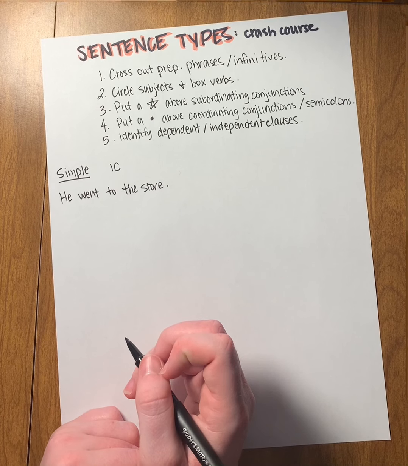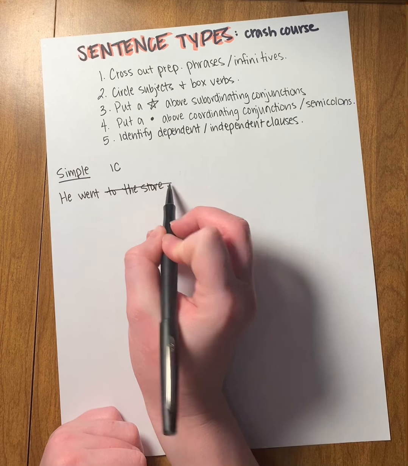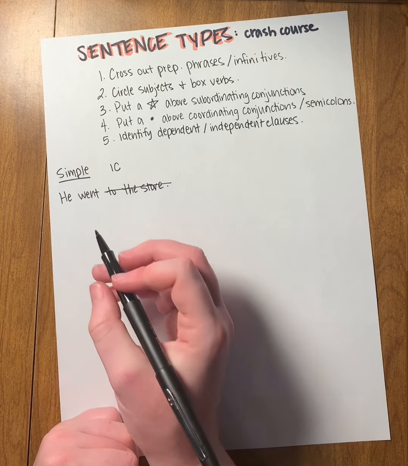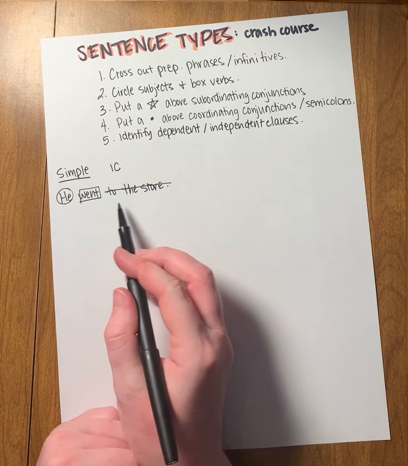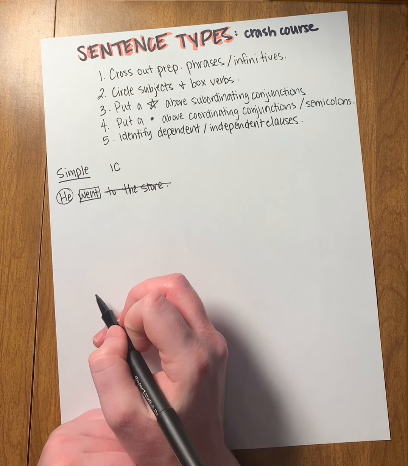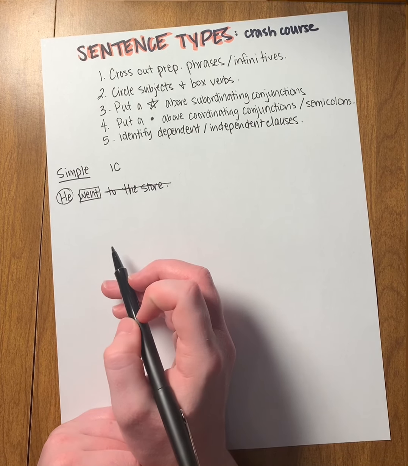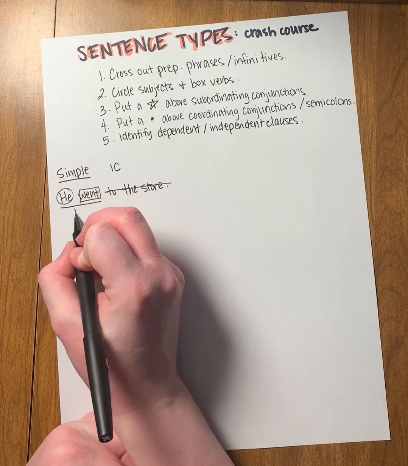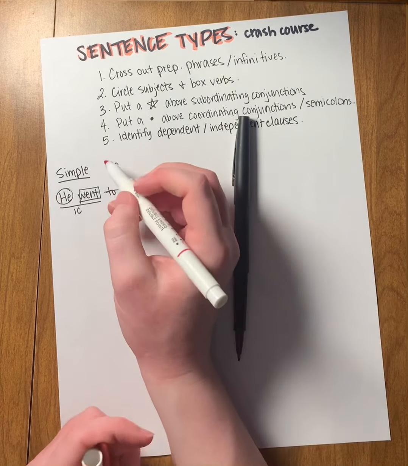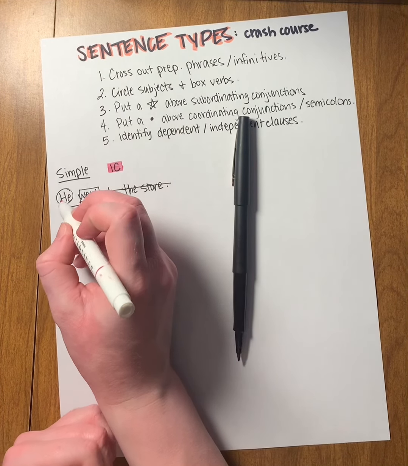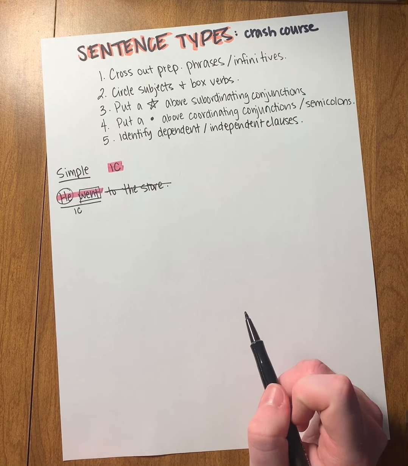Okay. If we follow our steps here, we're going to cross out prepositional phrases and infinitives. To the store is a prepositional phrase. We're going to circle our subject, he, and box our verb, went. I don't see any other subjects and verbs, which means that we really only have one clause here. There are no subordinating conjunctions, no coordinating conjunctions, no semicolons, so we only have one independent clause. He went. Okay, and I'm gonna highlight my independent clauses in red. So you can kind of see there we have one independent clause, and that's a simple sentence.